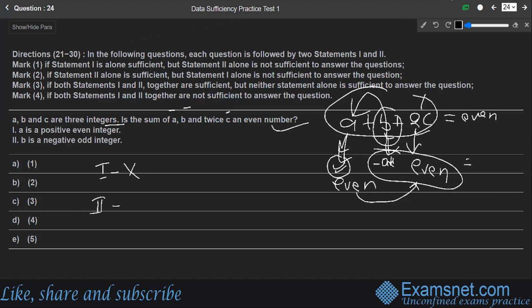But what if we combine? If we combine A plus B plus 2C, obviously 2C is even, because a double of any number is even. What about B? B is a negative odd integer. Let's say that is -5.